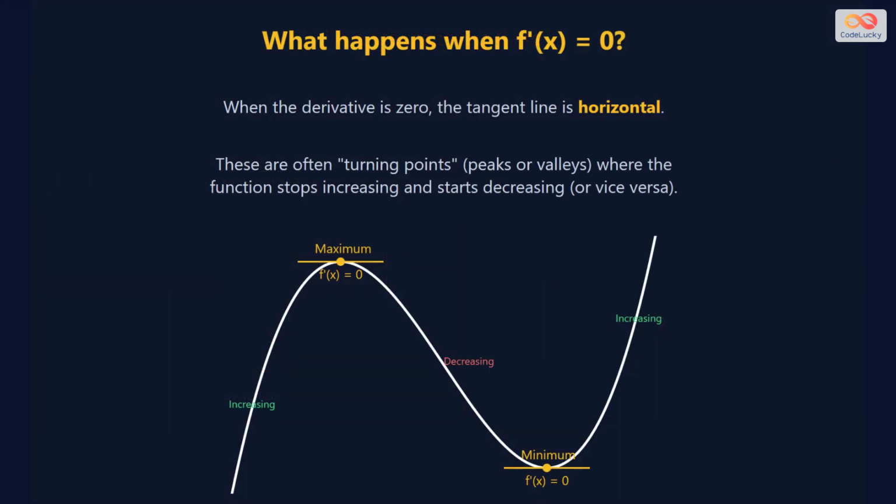What happens in between? If the derivative is exactly 0, the tangent line is horizontal. These are often turning points, like the peak of a mountain or the bottom of a valley, where the function switches from increasing to decreasing or vice versa.